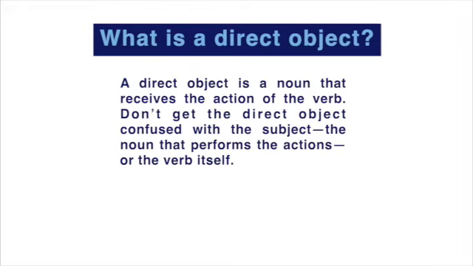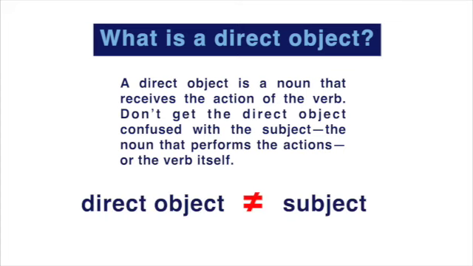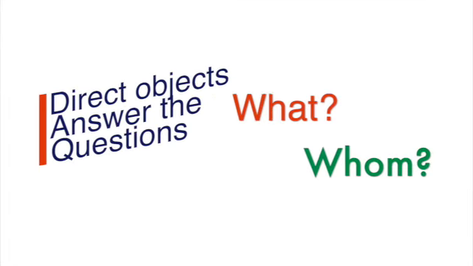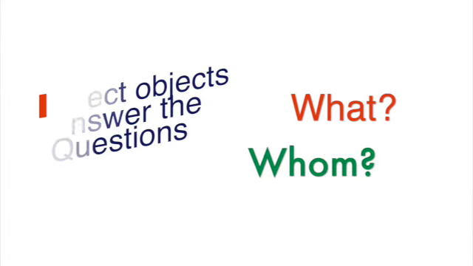What is a direct object? A direct object is a noun that receives the action of the verb. Don't get the direct object confused with the subject, the noun that performs the actions, or the verb itself. Direct objects usually answer the questions what or whom.